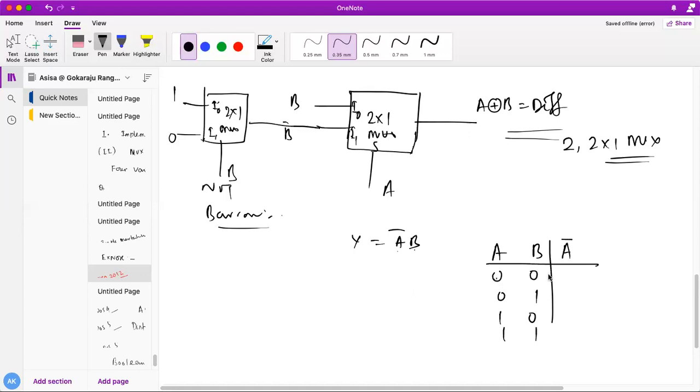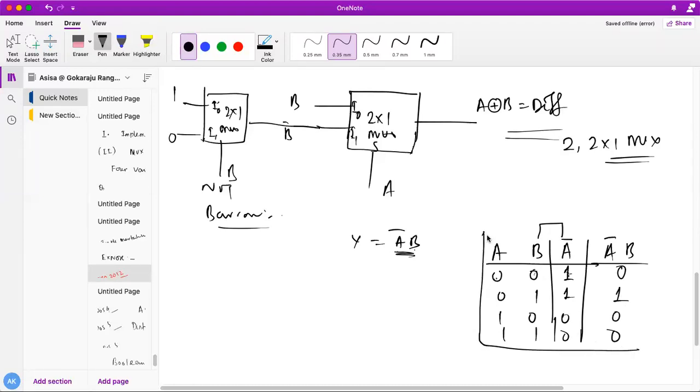If it is 0, A bar is nothing else but 1 1 0 0. Am I correct? Just the opposite of A. Now what you have to find out is your output, which should be A bar B. So I'll find out A bar B. What is A bar B? It's actually the AND operation between these two. If I find the AND operation, this is 0 1 0 0.